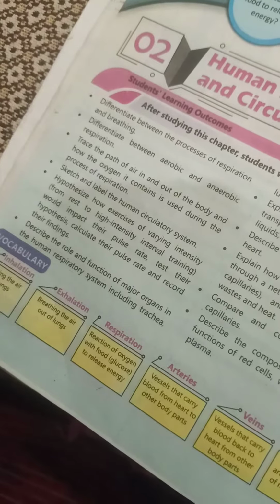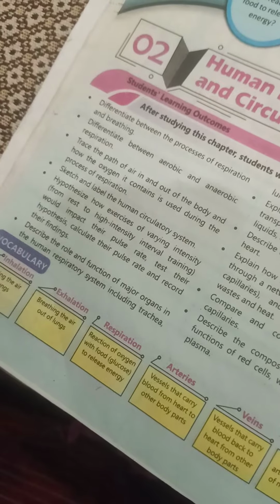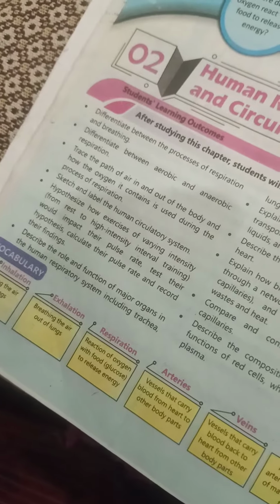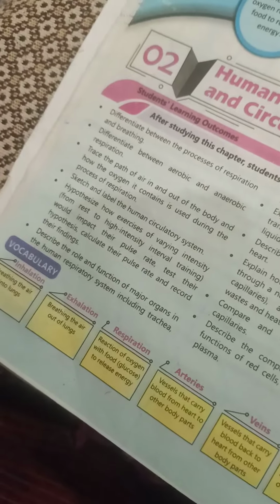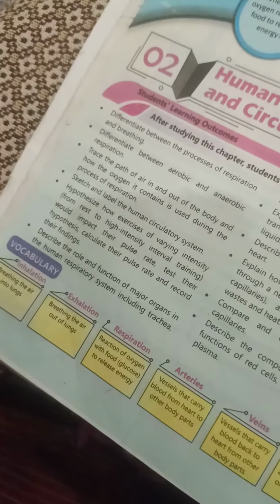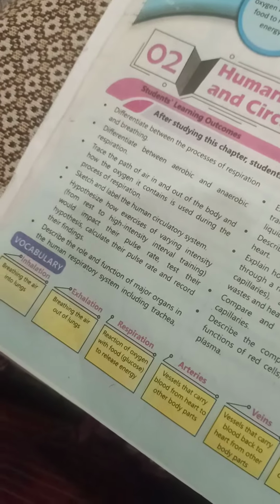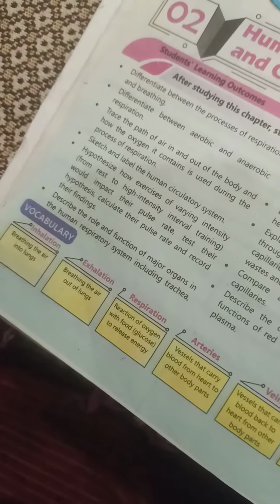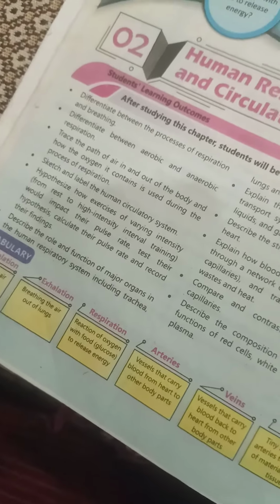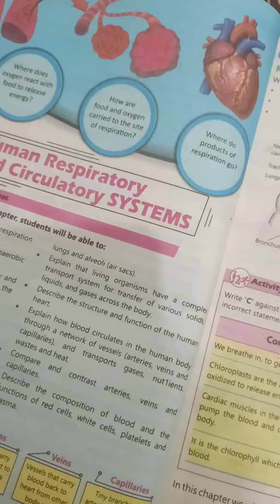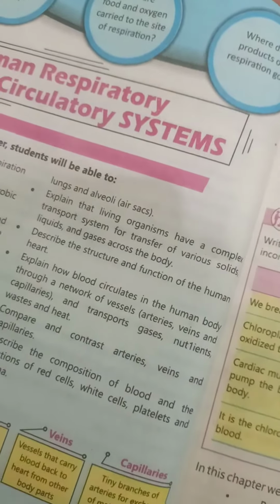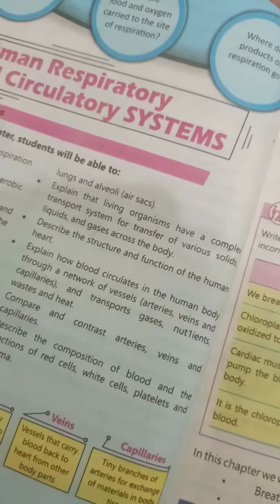Hypothesize how exercises of varying intensity, from rest to high intensity interval training, would impact their pulse rate. Test their hypothesis, calculate their pulse rate, and record their findings. Describe the role and function of major organs in the human respiratory system, including trachea, lungs, and alveoli. Describe the structure and function of the human heart.